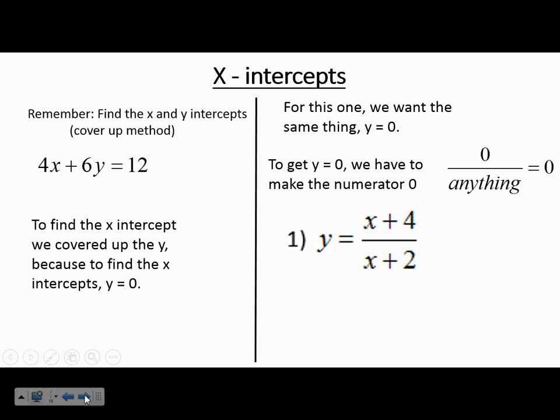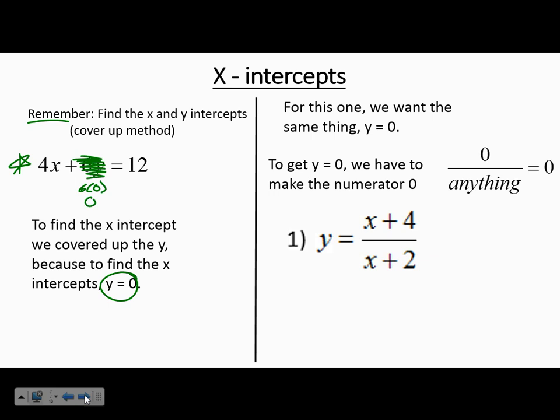So let's talk about our x-intercepts. Remember back when we did x-intercepts, when we had stuff like this. When we did that, we did the cover-up method. So to find your x-intercept, we covered up the y. Well, why did we cover up the y? What does that mean? Well, it's actually because we plugged in 0 for y.